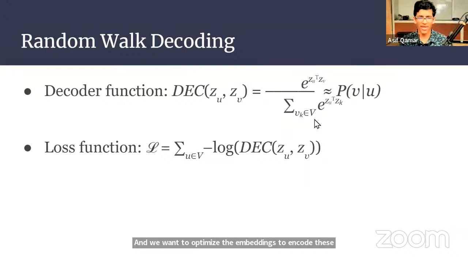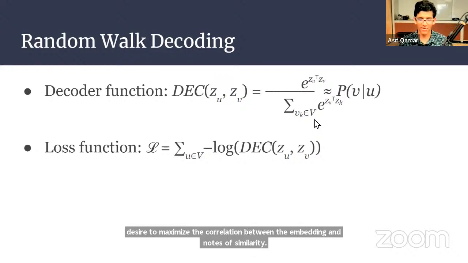To decode these encodings, we use the decoder function, which we define as the exponentiation of the inner product of z_u and z_v divided by the sum of the exponentiated inner products for every node, which converts each vector to a probability measure. This looks complex, but it's basically just a reflection of the principle that the embedding similarity should reflect the node similarity. And the loss function for this decoder function is simply the negative log loss, which reflects our desire to maximize the correlation between the embedding and node similarity.